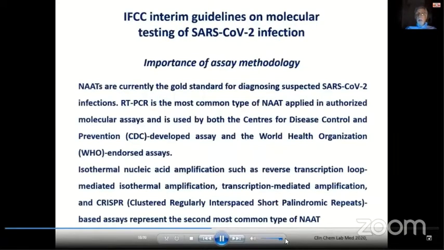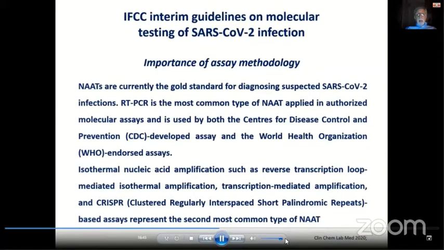Some comments regarding the importance of the assay methodology. There is no doubt that NATs are currently the gold standard for diagnosis of suspected infection. RT-PCR is the most common type of NAT, and is applied in authorized molecular assays and is used by both the Center for Disease Control, the CDC, in the United States, that developed an assay, and also by WHO that endorsed an assay.